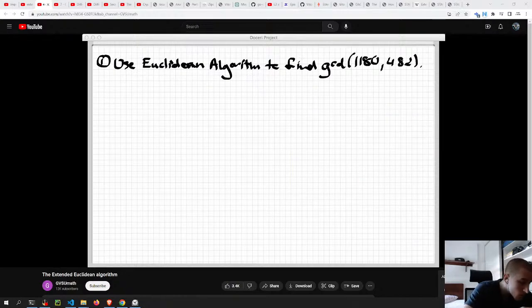I'm going to look at the numbers 1180 and 482. And first of all, I'm going to use the Euclidean algorithm to find their GCD. This is another example of something we've already seen, but importantly, I need to keep track of the results here. So let's run through the Euclidean algorithm and see what happens.